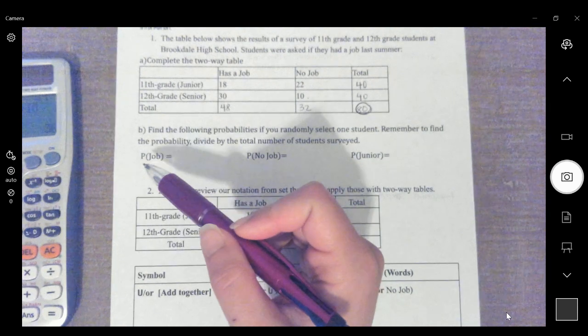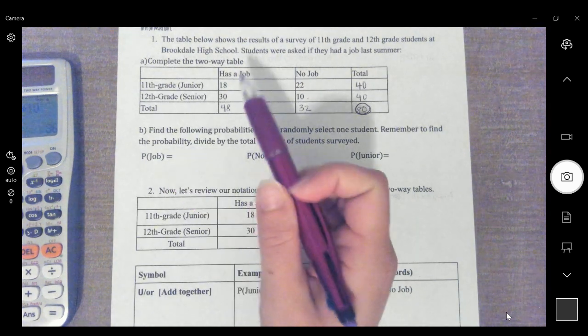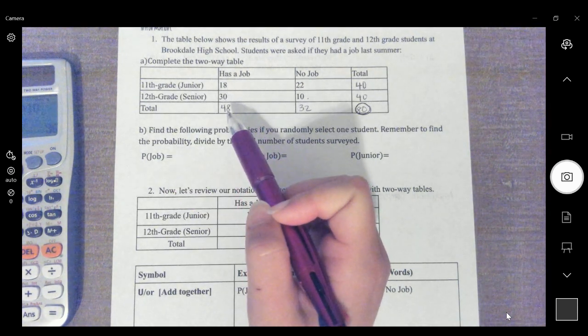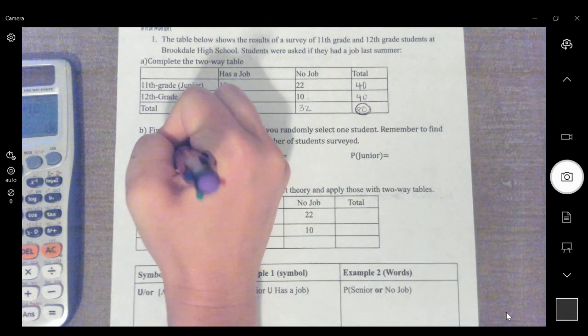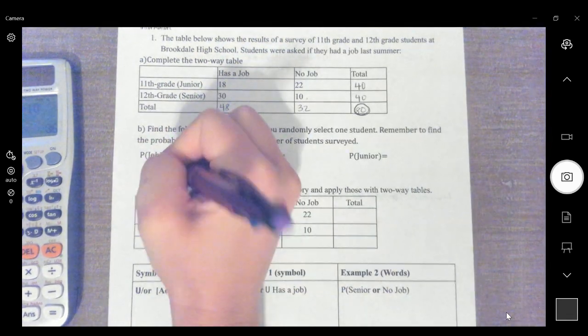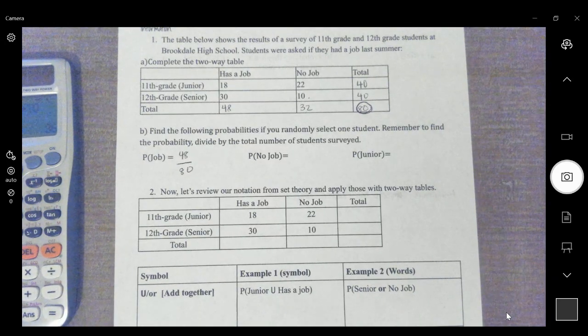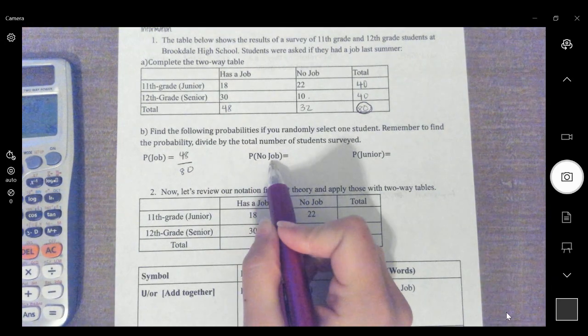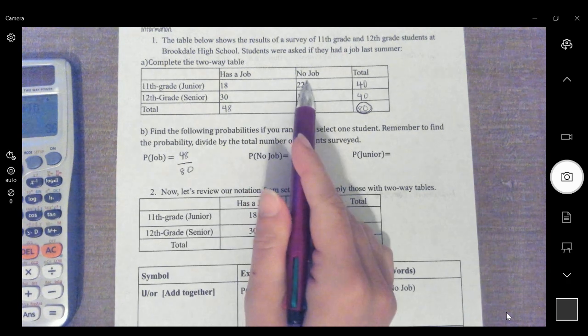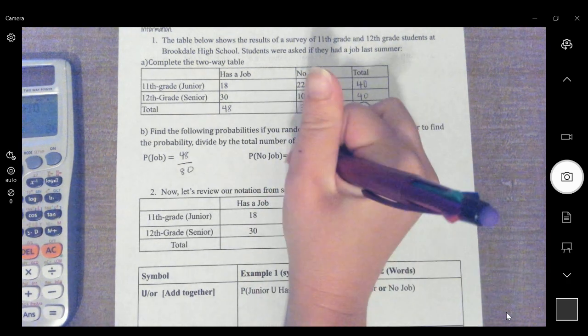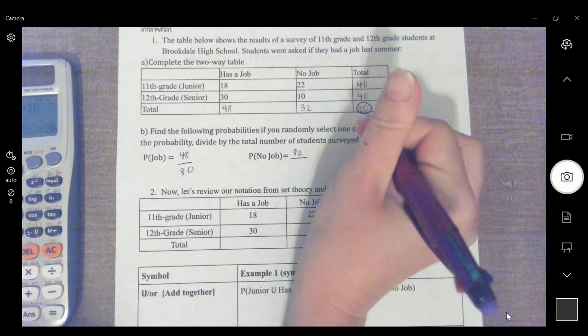But if I want the probability of picking someone that has a job, we need to figure out how many people have a job, so 48, okay, out of my total, so 48 out of 80. And we won't worry about simplifying, just finding it. So probability they have no job, so how many people have no job? It's 32 total out of 80.